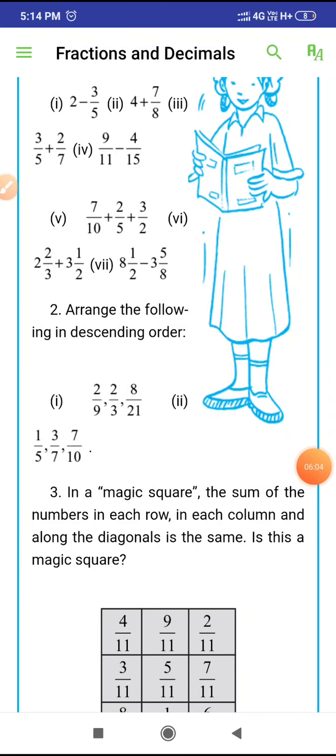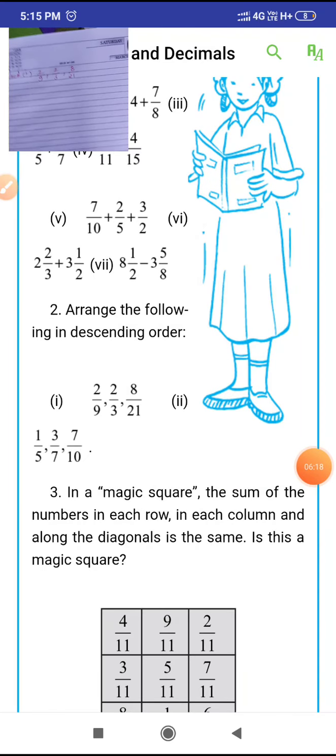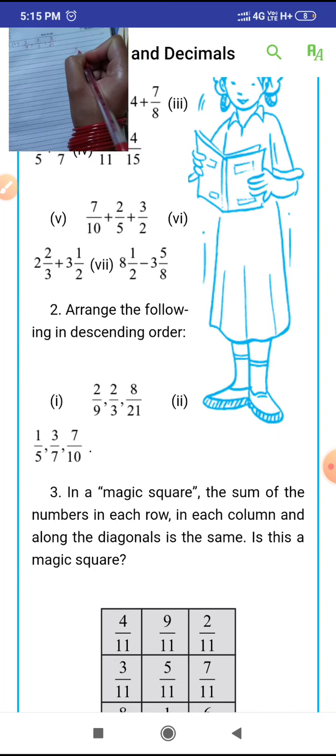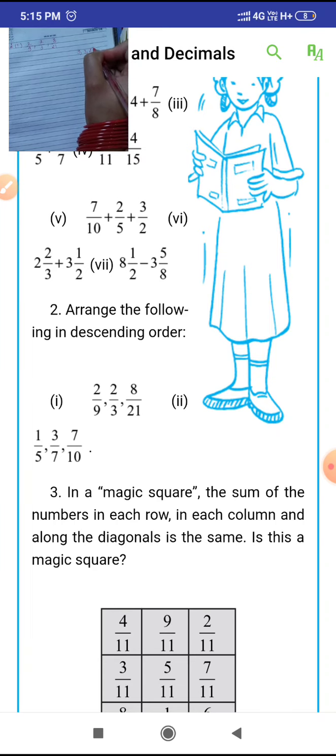Now move to the second question, and the second question is: arrange the following in descending order. The first part of question number 2 is 2 upon 9, 2 upon 3, 8 upon 21. First you have to make their denominators equal, and for this you have to take the LCM of their denominators. So the LCM of 9, 3 and 21.